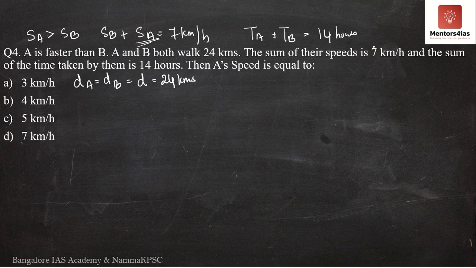Now here distance is nothing but speed into time. Now since distance is common, can I say SA into TA, correct? Distance is nothing but speed into time. This distance should be equal to SA into TA, also equal to SB into TB. So now we have an equation with 4 unknown variables. Okay, so when we have one equation with 4 unknown variables, it is difficult for us to determine.